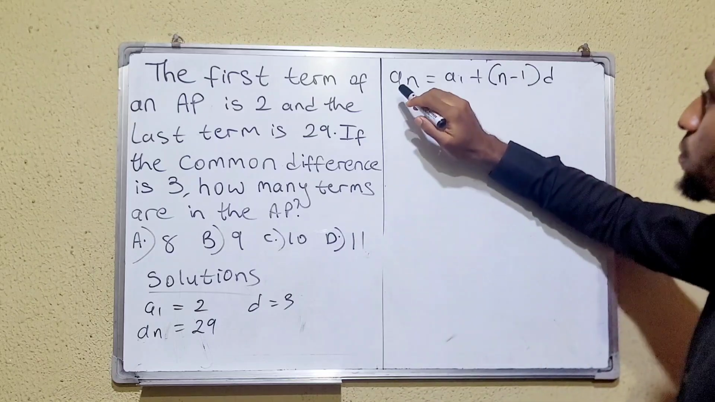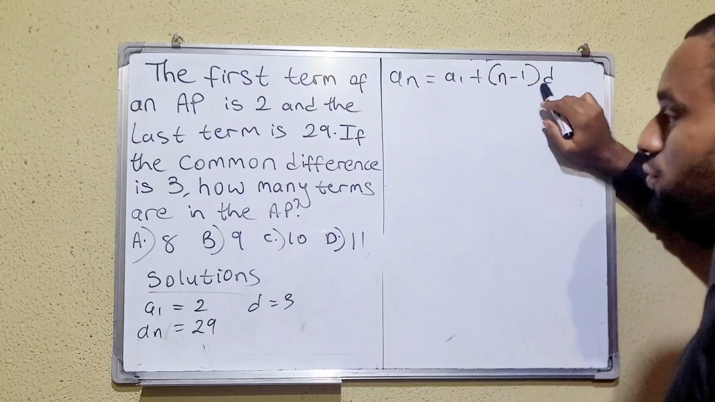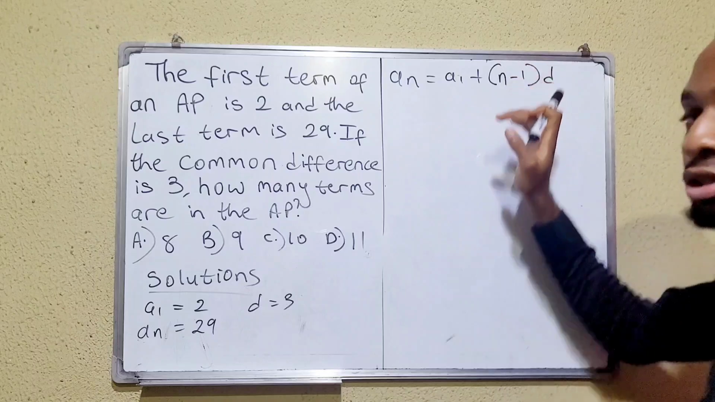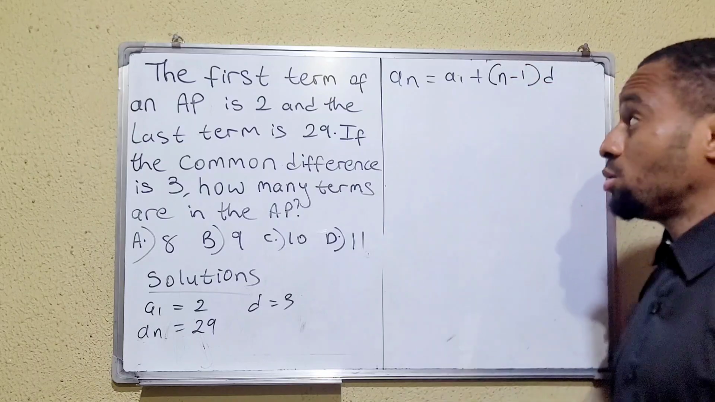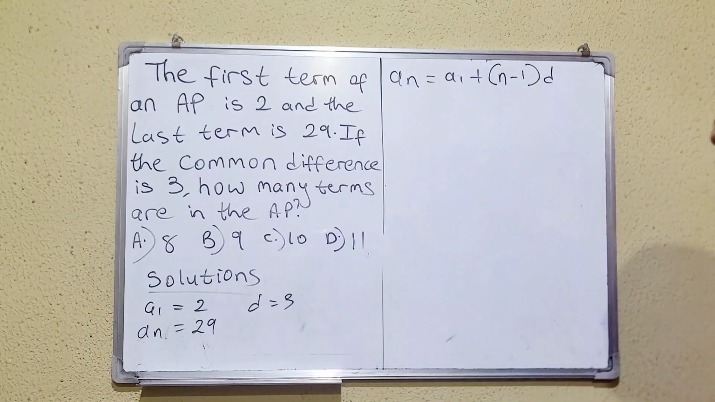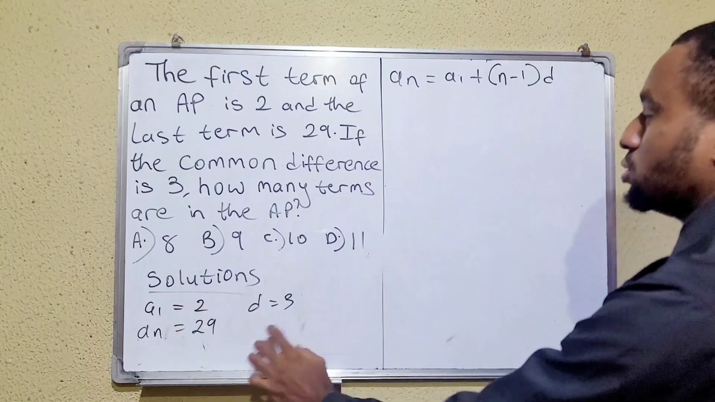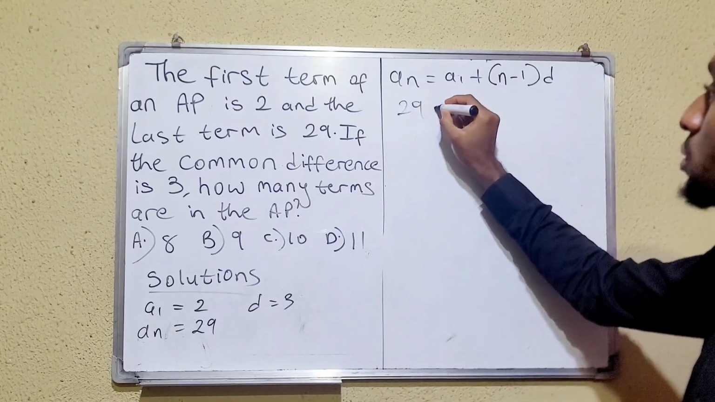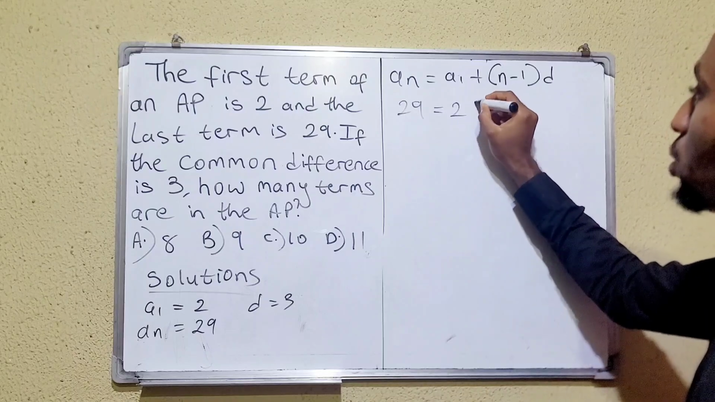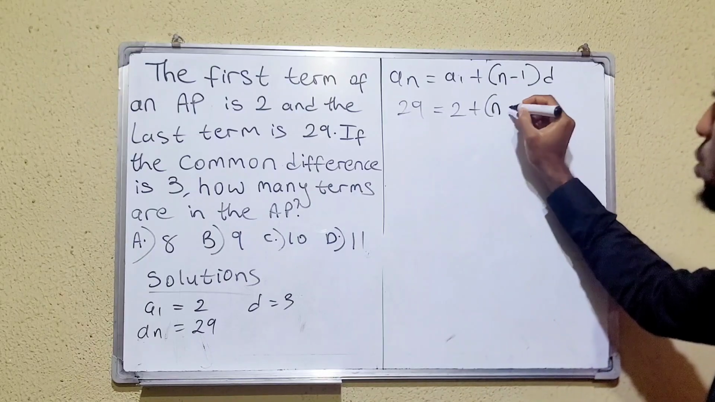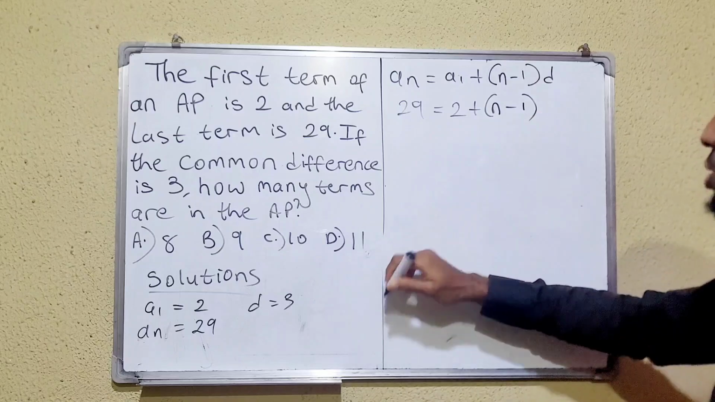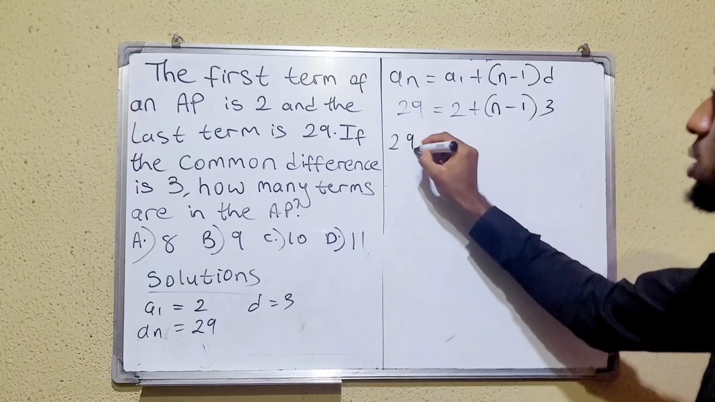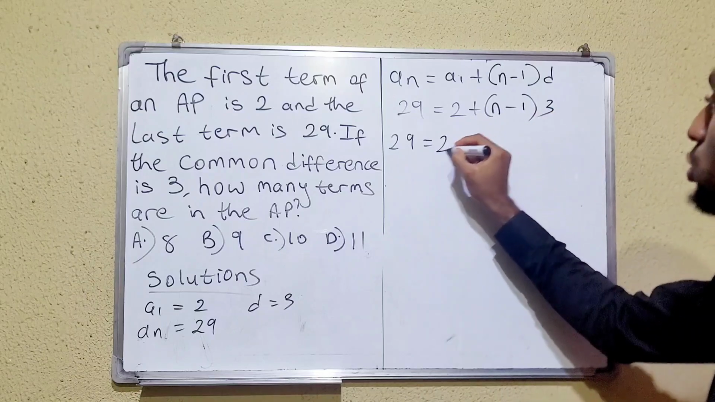And now we have the last term, first term, and the common difference in this question. So we're going to make N, which is the number of terms, the subject of our formula. So let's get on with it. We're going to substitute these values where we're supposed to put them. So AN here is 29 equal to A1 is 2 plus our N is still unknown, minus 1, and D is 3. So 29 still remains the same, 2 will remain the same.